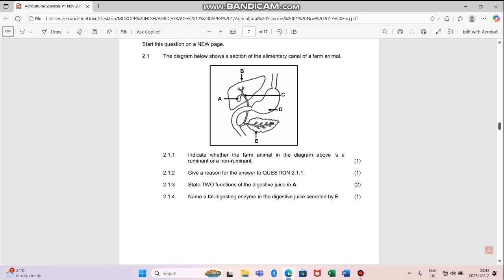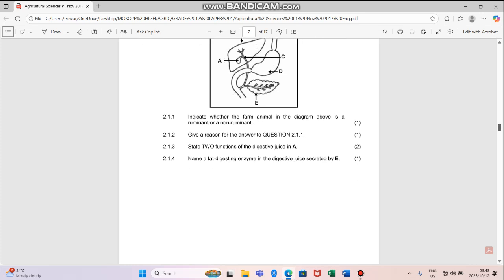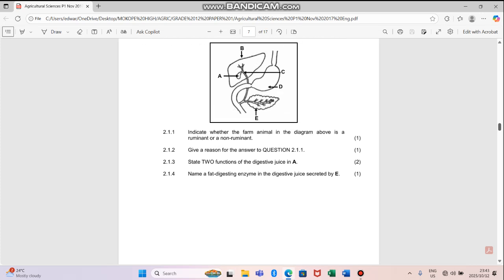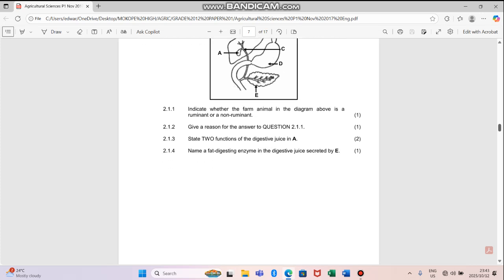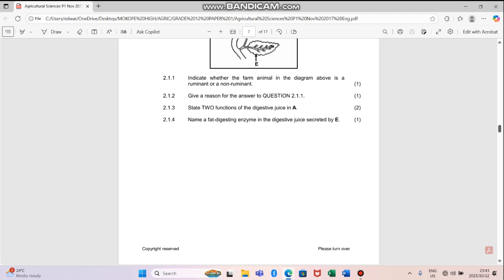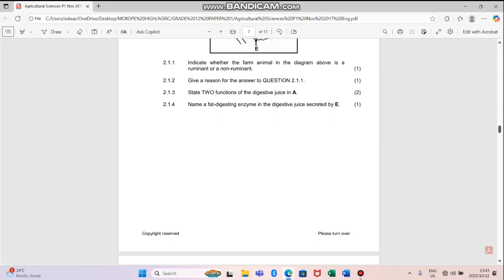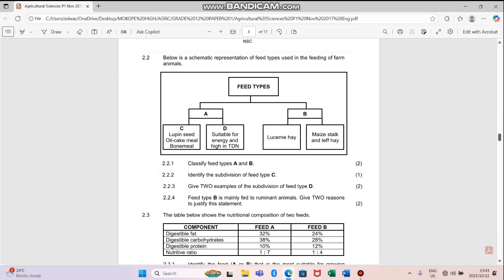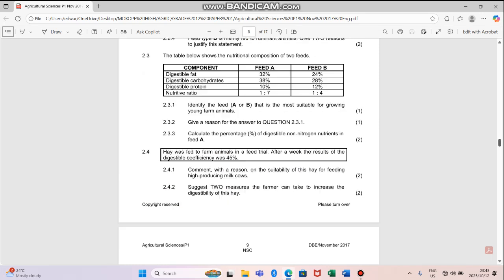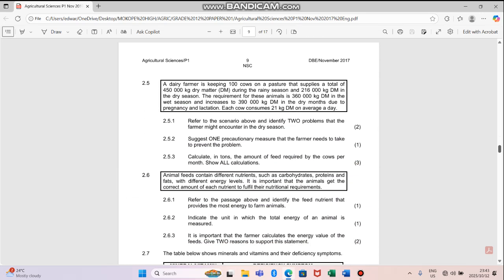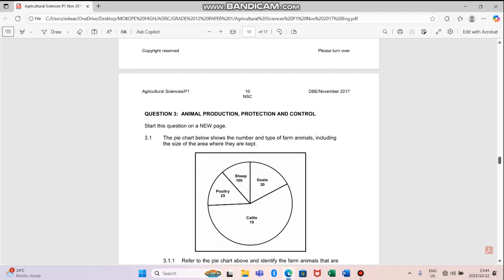Again, we'll also be looking at the technicalities that are associated with this process of digesting, absorbing, and excreting food, such as digestibility coefficient, nutritive ratio, the Punnett square, and all of that. These are some of the things that you'll be looking at.